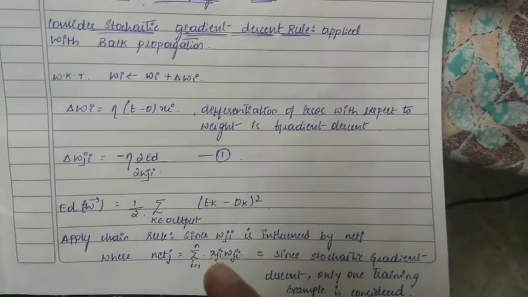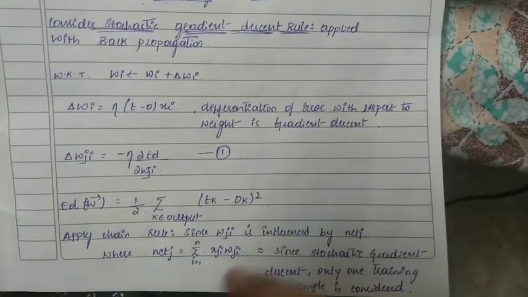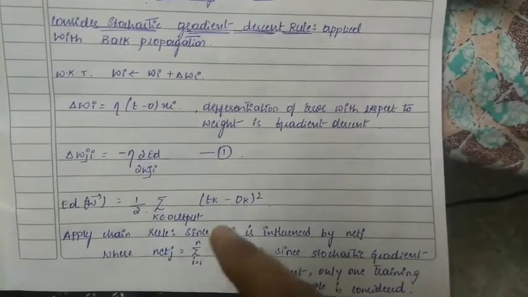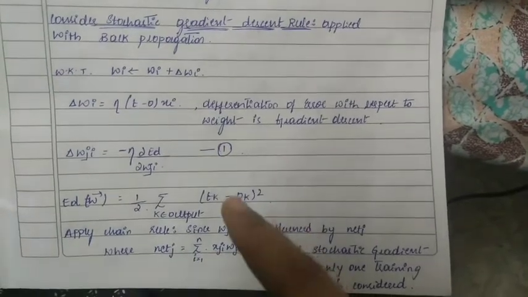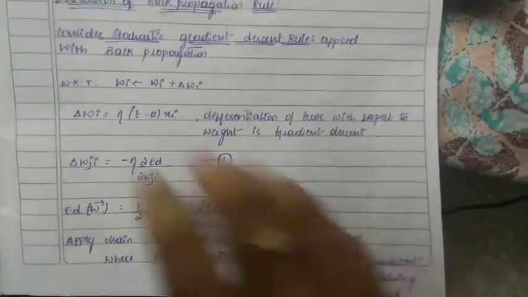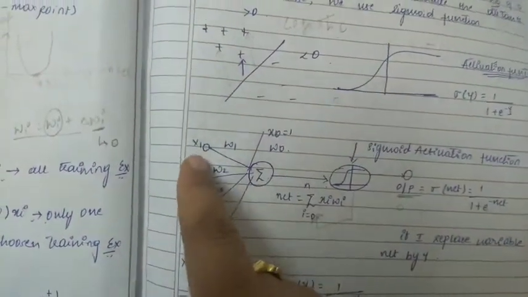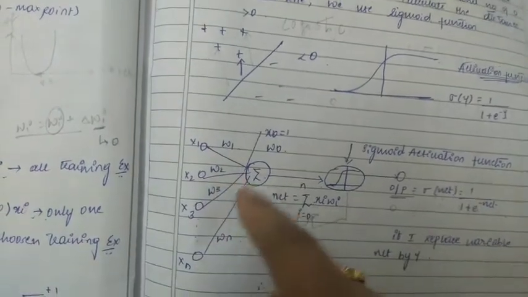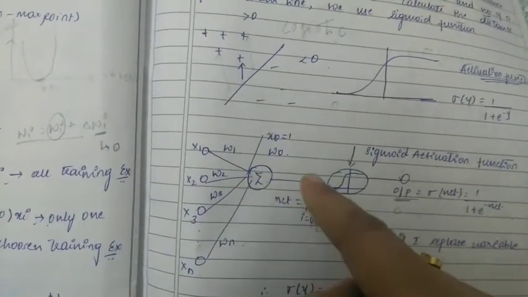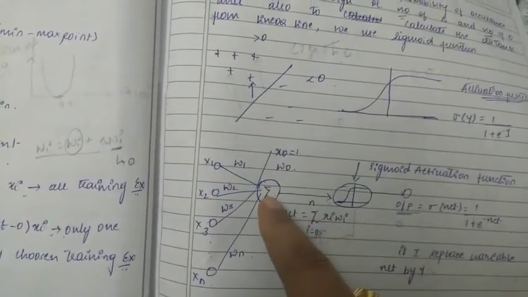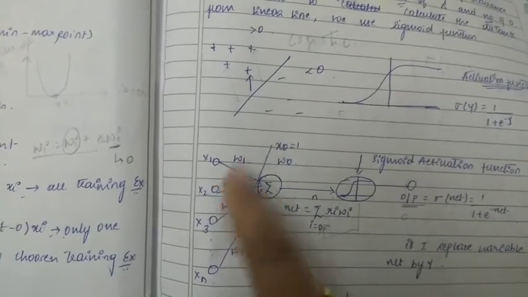So when we apply the chain rule to the net value, here we know that net_j is given by the summation of i equal to 1 to n of x_ji into w_ji. We know that this is the value of net. How we have got it is we multiply the inputs x1 w1, x2 w2, x3 w3, and we sum them together. The output of the summation is nothing but the net value. So the summation is nothing but the algebraic sum of the product of input and the weight.